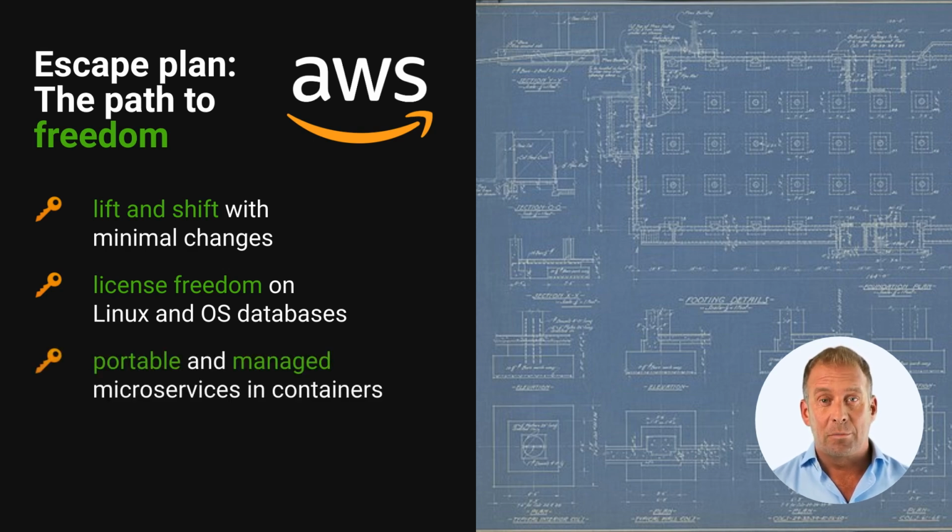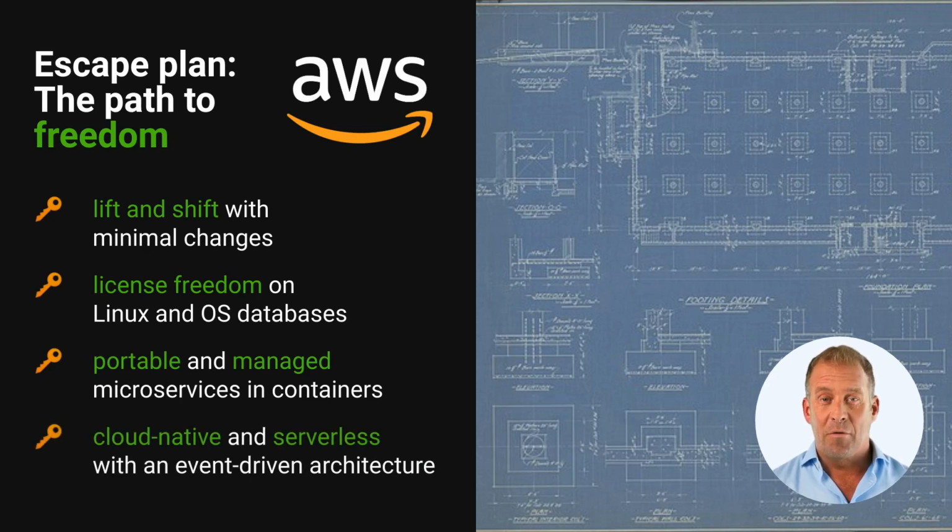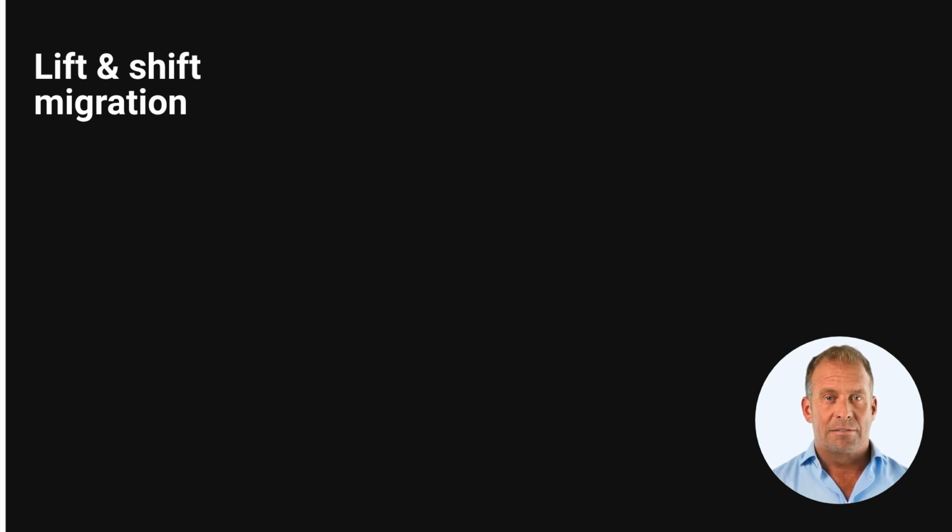Next, we move to portable containers and microservices, managed for you by AWS Managed Services. Finally, we go full cloud native and serverless with an event-driven architecture. Now, you don't have to do all these things or do them at the same time, but each one will give you more freedom. Now that you know the plan, let's get going. You'll be happy to know we've got some tools to help with all of this. It's time to bust out of here.